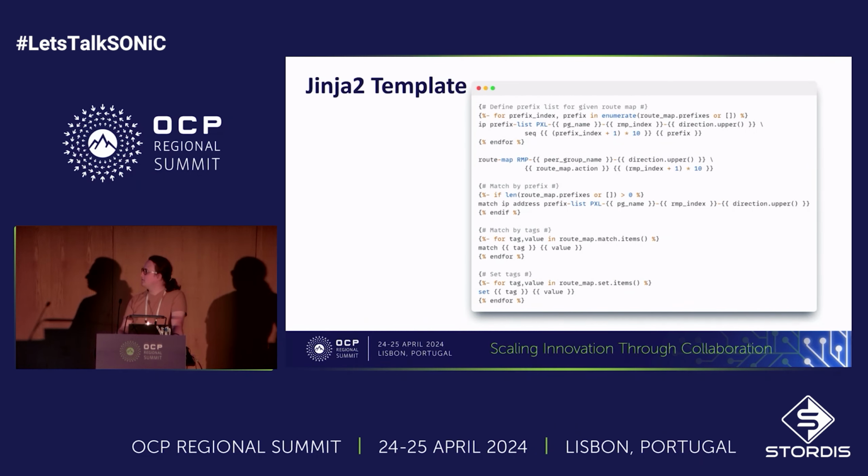I have more complex samples for route maps and IP prefix lists. I will not show everything. I will not explain exactly how it works, but you can see that there are loops from Python. That's exactly Python inside those brackets. And with that Python you can generate some templates, some configurations from templates.